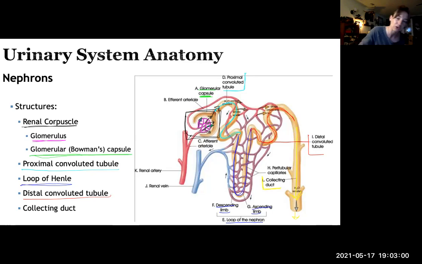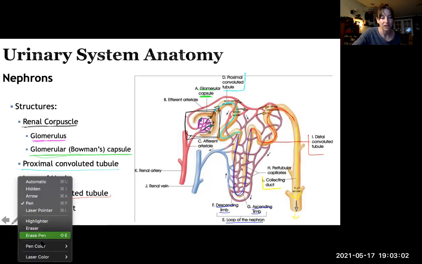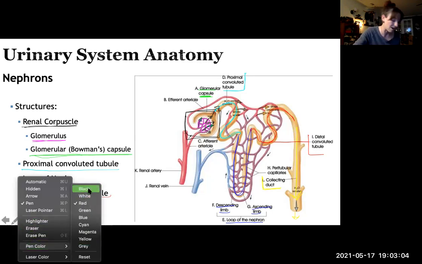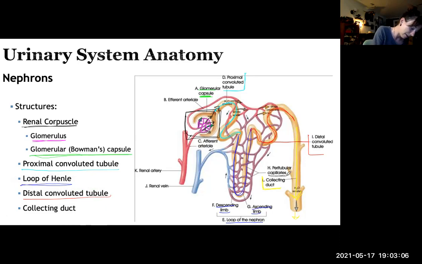Okay, so these peritubular capillaries are extremely important because they are where the stuff that we want to keep goes back into the bloodstream. Okay, you need to know about your afferent and efferent arterioles, and you should know about your renal artery and your renal vein.